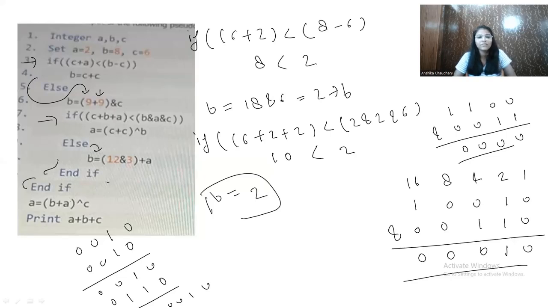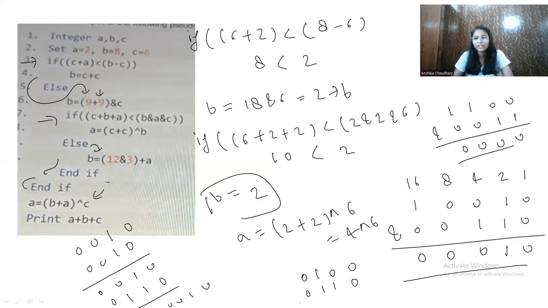Here we are updating the value of A. A will become B plus A. That means B value was 2 plus A value was also 2, XOR C. C value was 6. So it will become 4 XOR 6. So let's find out the XOR. 0 1 0 0 is the value of 4 in binary, and 0 1 1 0 is the binary code of 6. So let's find out the XOR. So it will become 2. This time A value is 2.